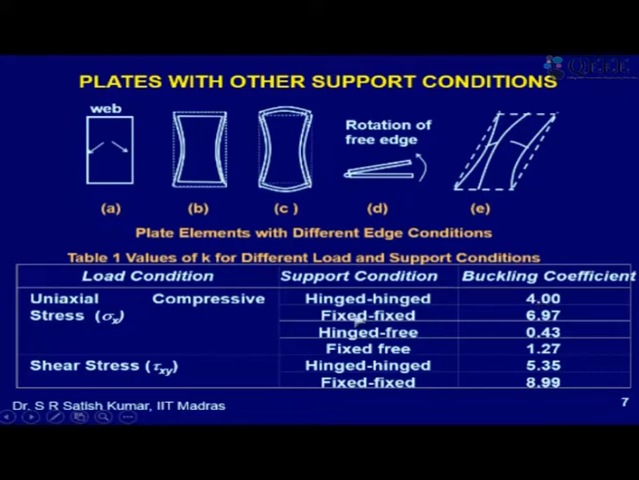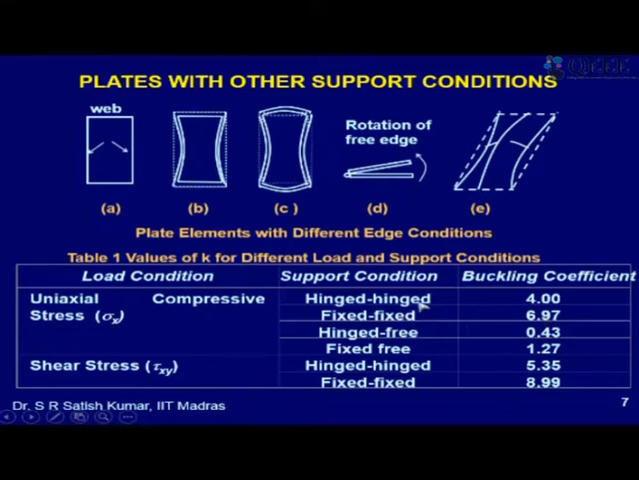Okay, if these edges are fixed, that is, they don't deform but they don't allow rotation also, right? So the plate cannot buckle like this. It has to start with 0 slope, buckle and come back to 0 slope. So it will be like a full sine wave, a complete sine wave. That is the fixed condition. The coefficient K is 6.97. So the K value is almost 7.